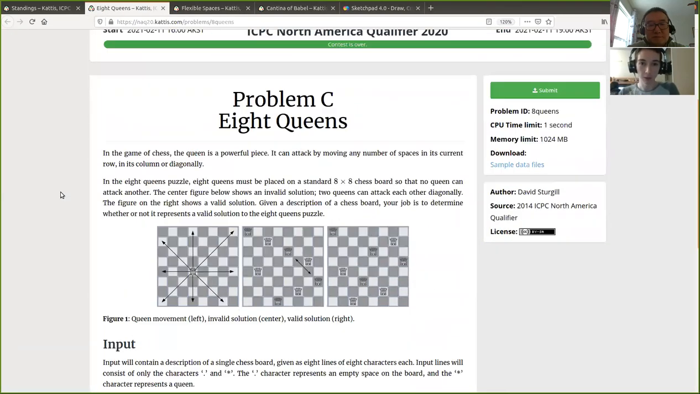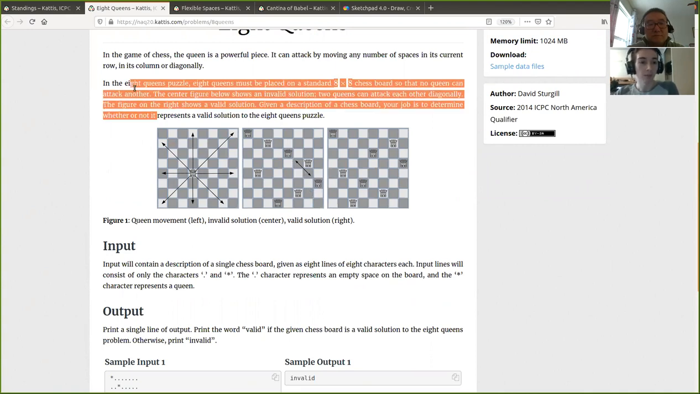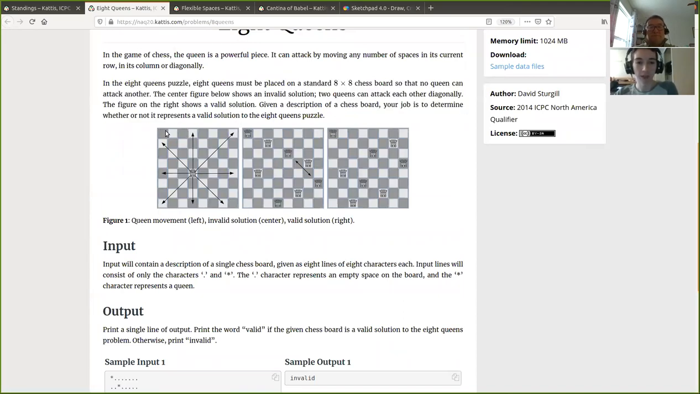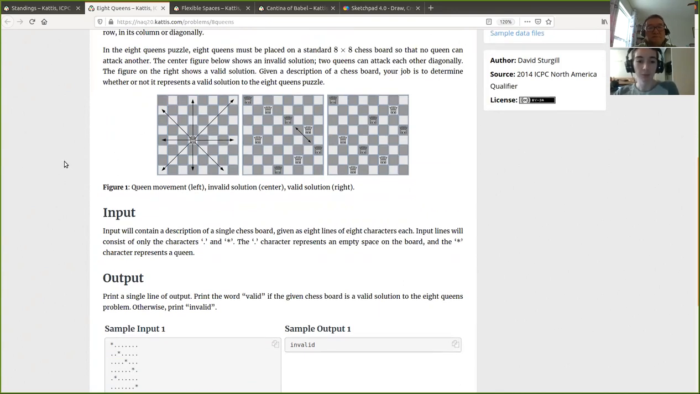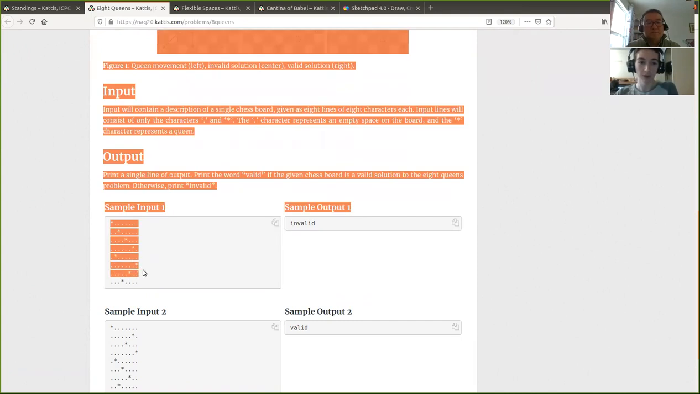Next is 8 queens. So there's this classic puzzle where you have an 8x8 chessboard and you want to know, can you put 8 queens on the board so that no two of them attack each other? They move like in chess, so horizontally, vertically, and diagonally. Usually it's a standard problem to find all of the ways to do it or count the number of ways. But in this problem, you're just given 8 queens on the board, and you have to check if the condition holds.